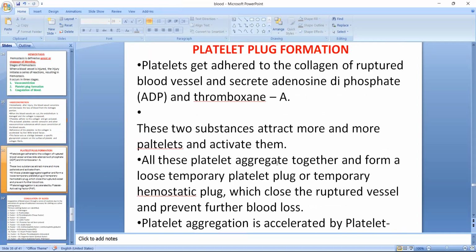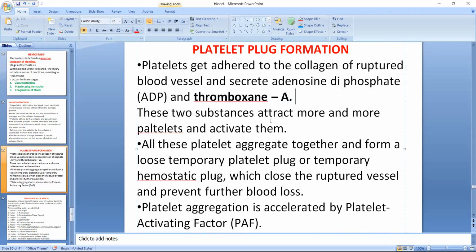Then platelet plug formation. Platelets get adhered to the collagen of the ruptured blood vessel and secrete adenosine diphosphate and thromboxane A. These two substances attract more and more platelets and activate them. All these platelets aggregate together and form a loose temporary platelet plug.